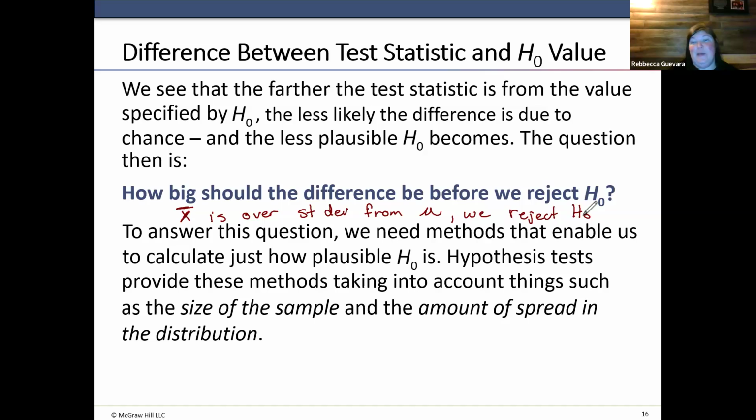So to answer this question, we need methods that enable us to calculate how plausible our null hypothesis is. Null hypothesis tests provide these methods, taking into account such things as the size of the sample and the amount of spread in the distribution. And this is stuff that we looked at before, because we talked about sampling distributions, looked at means, and saw how likely it was to get particular means.